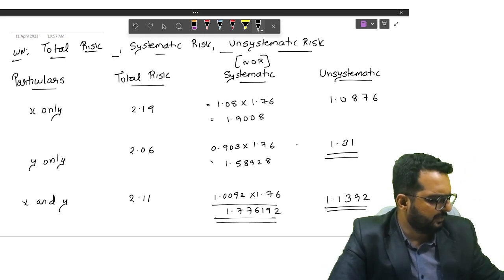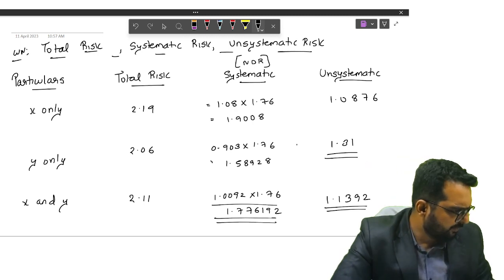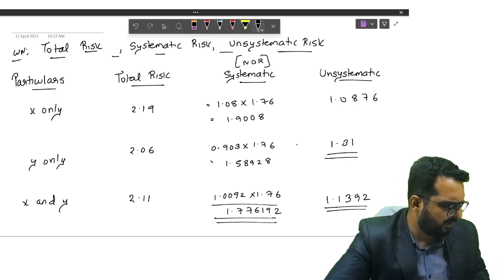Alright, can you just write down this? I'll just confirm these numbers. Yes, 1.13 for mutual fund. The numbers are slightly different, friends. That is all because of the rounding off difference.